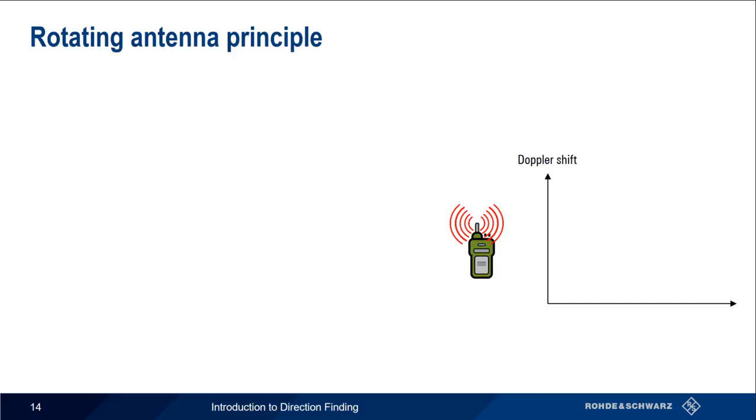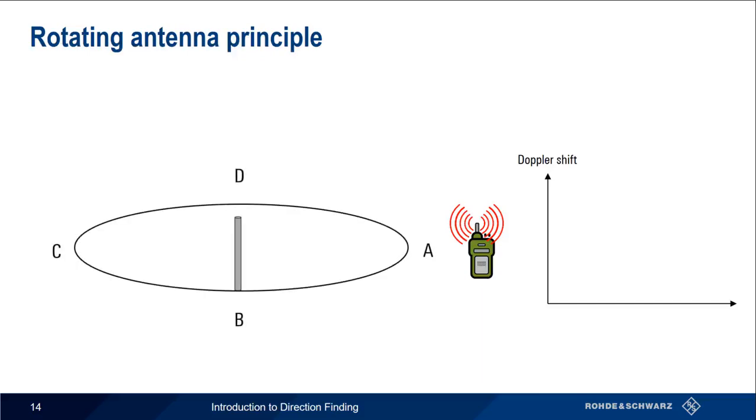Imagine that we have a single antenna mounted on a rotating disc. As this disc is rotated, the antenna will move closer to, and then further away from, the transmitter. At positions A and C, the antenna is stationary relative to the transmitter. That is, the antenna is neither moving towards nor moving away from the transmitter. This means that the Doppler shift is 0 at positions A and C. At position B, we have the maximum speed moving away from the transmitter, and at position D, we have the maximum speed moving towards the transmitter.